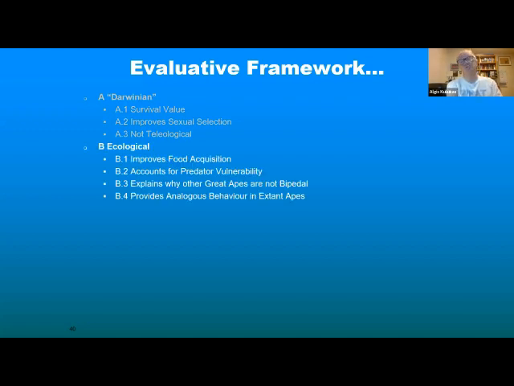Ecological ones. So it should improve food acquisition. It should help these apes to get food. It should account for predator vulnerability. So there's a bit of a problem here, obviously, with the wading hypothesis because of crocodiles, and I'm the first to admit that. It should explain why other great apes are not bipedal, what happened to them. And it should provide analogous behavior in extant apes.